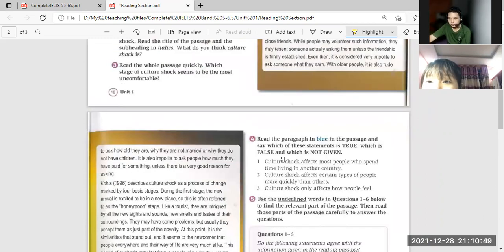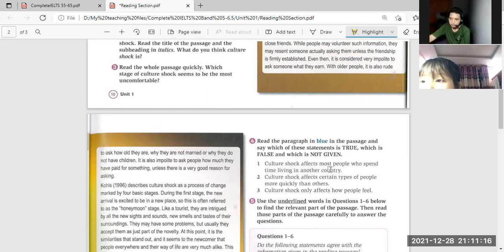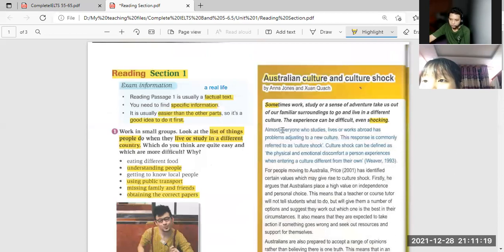Now, okay, let's look at number 4. Read the paragraph in blue in the passage and say which of these statements is true, which is false, and which is not given. Can you read this first? Culture shock affects most people who spend time living in another country. Okay, culture shock affects most people who spend time living in another country. You understand that? Yes.